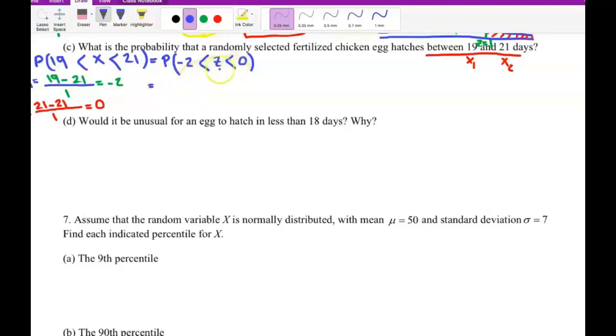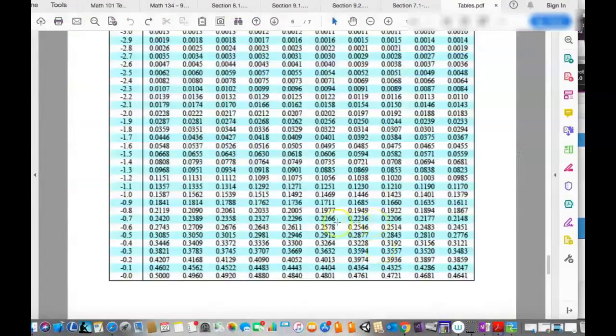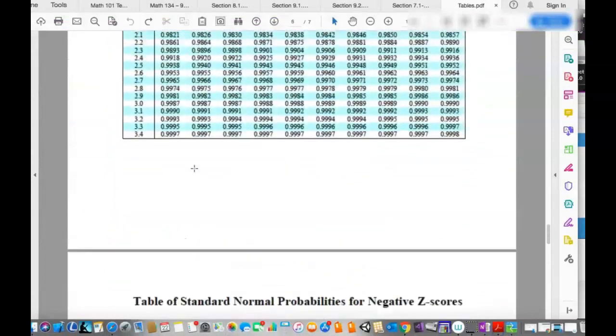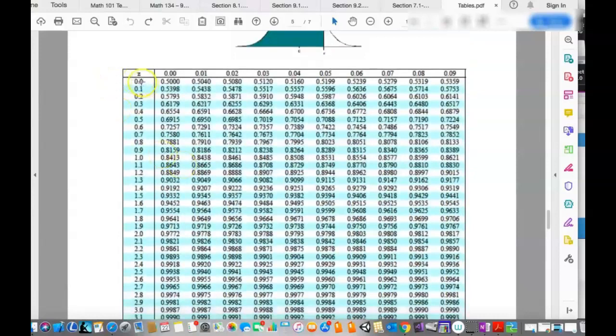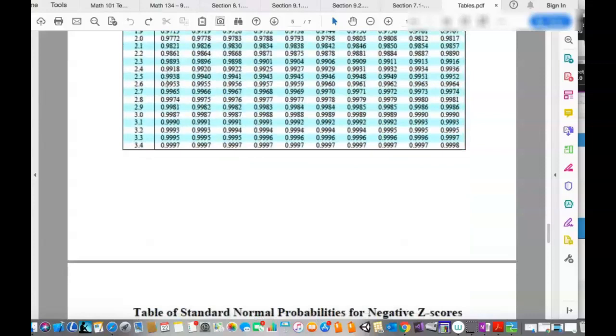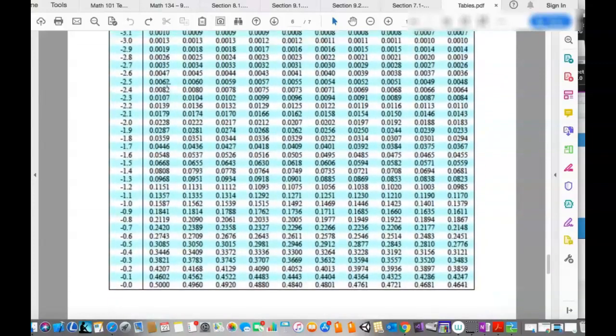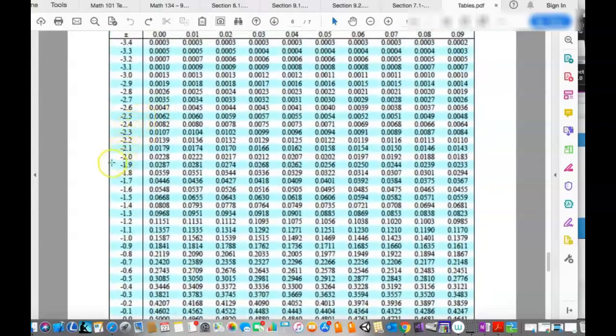So here we need to subtract when z is equal to 0. So let's go back to the table. And z is 0. Okay, so here is z equal to 0, and the answer for area in the body of the table we have 0.5000 or 0.5. And when z is equal to -2, so we need negative numbers. Okay, so here is -2, and the answer for area is 0.0228. So I'm using these two numbers.